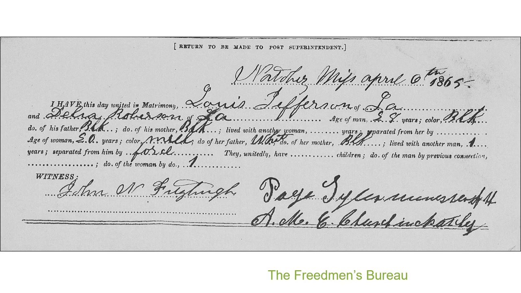Age of woman, 20 years. Color, mulatto. Color of father, white. Color of mother, black. Lived with another man 1 year. Separated from him by force. The woman had 1 child by previous connection. The witness was John N. Fitzhugh, and the marriage was solemnized by Paige Tyler, minister of the AME Church in Natchez.